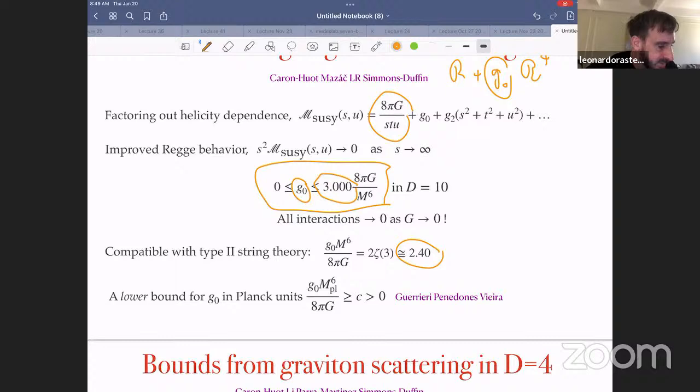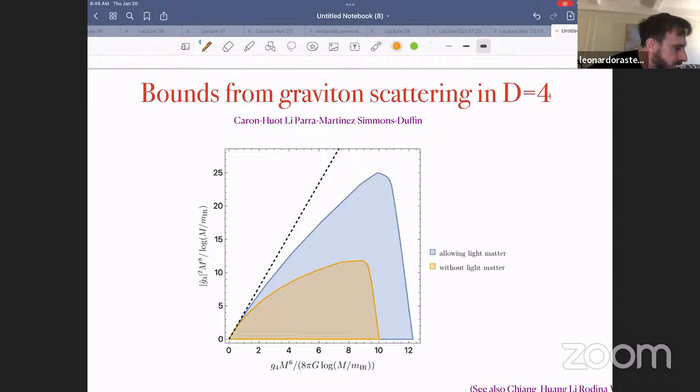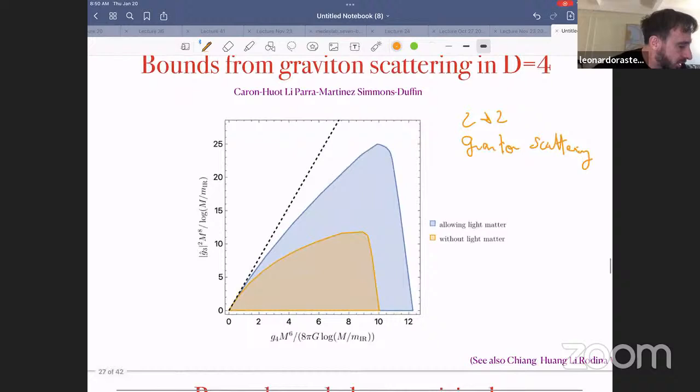Okay, so I'm going to say something brief about this very nice paper that came out yesterday. So these gentlemen, Caron-Huot, Li, Parra-Martinez, and Simmons-Duffin, did the hard work of including external graviton polarizations in the mix. So this is a bound that comes from graviton scattering. And this is the kind of result that they have. They are working actually in four dimensions, which means that there is actually infrared divergence in the game. They don't worry too much about it. They include it in terms of this log divergence. In principle, you could play the game in higher dimensions with a little bit more work.